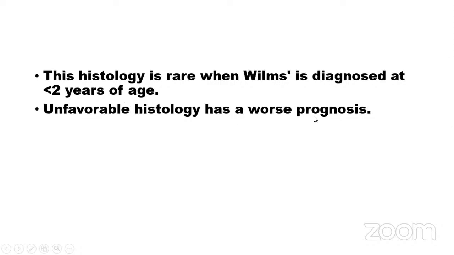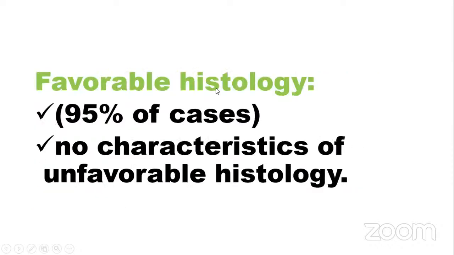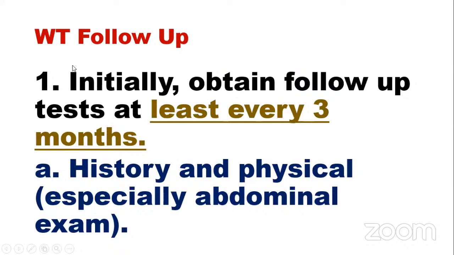Unfavorable histology has shown worse prognosis. Clear cell sarcoma and rhabdoid tumors are no longer classified as unfavorable histology Wilms tumors. They are classified as non-Wilms tumors, so they are classified separately. Favorable histology occurs in 95% of the cases and has no characteristic of unfavorable histology.